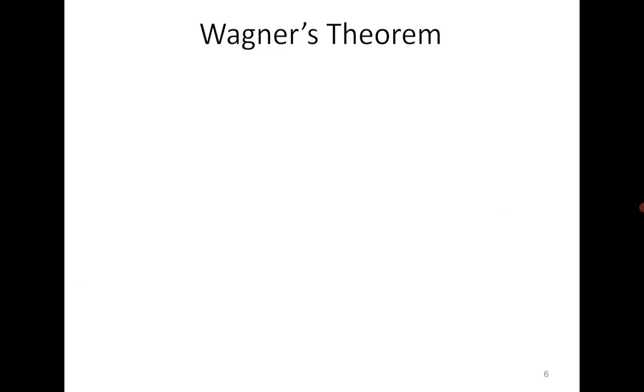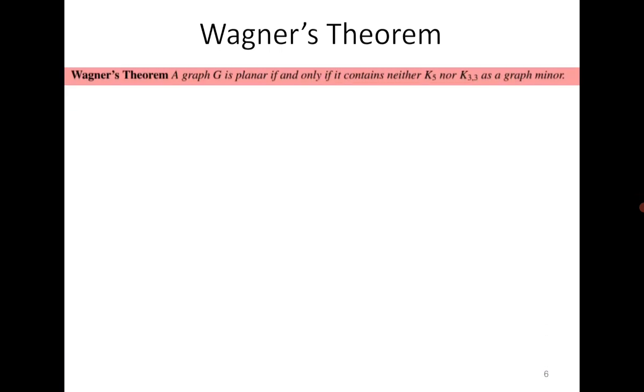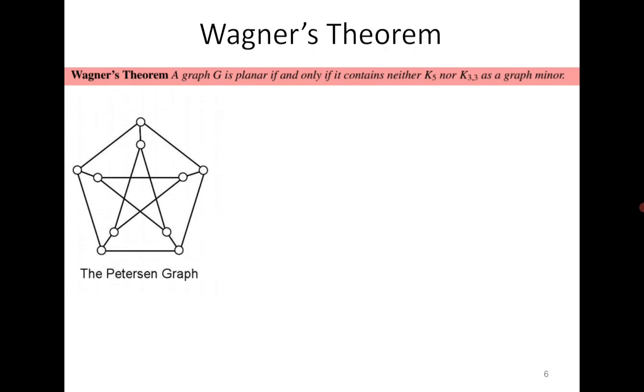So let's talk about Wagner's theorem. It says that a graph is planar if and only if it contains neither K5 nor K3,3 as a graph minor. Yes, in case of Kuratowski theorem, we talked about homeomorphic. In this case, homeomorphic is related to subdivision, minor is related to the contraction. So it means if it has a graph minor as K5 or K3,3, then it is non-planar, otherwise it is planar. Let's see an example.